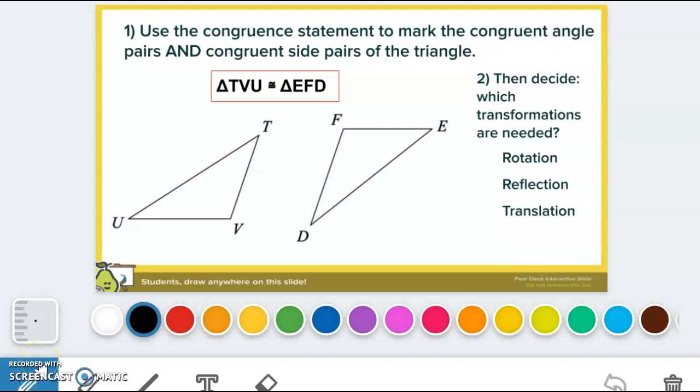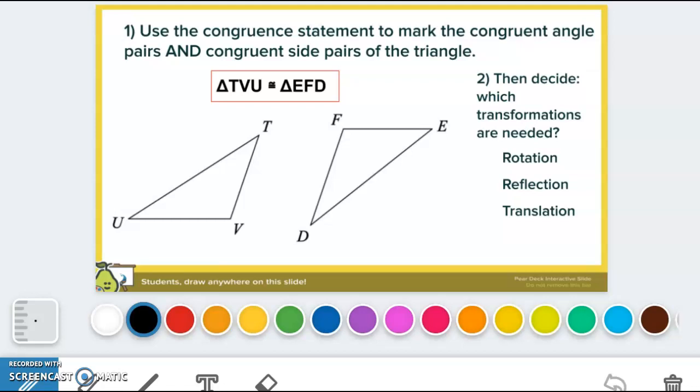Now you're going to go on to Pad Deck and practice writing proper notations and using the proper markings on the triangles to state that triangles are congruent. So first, you're going to use the congruent statement to mark the congruent angle pairs and congruent side pairs of the triangle. So what we're told here is that triangle TBU is congruent to triangle EFD.